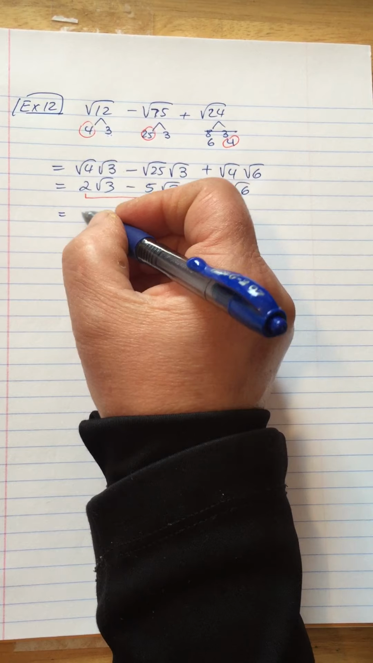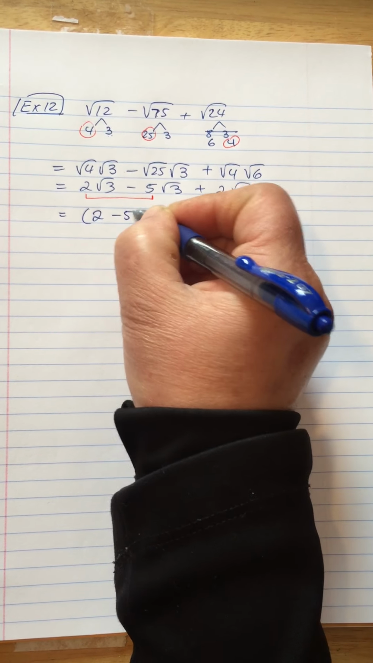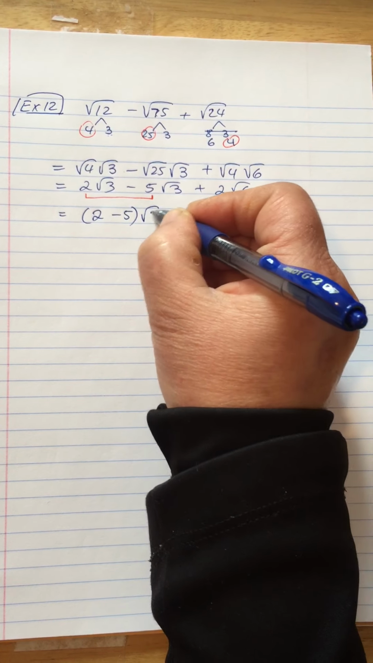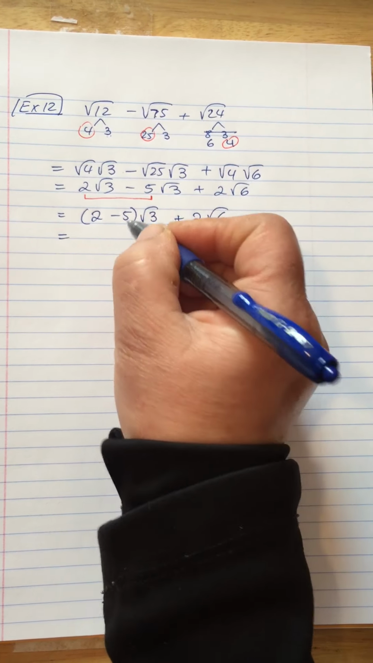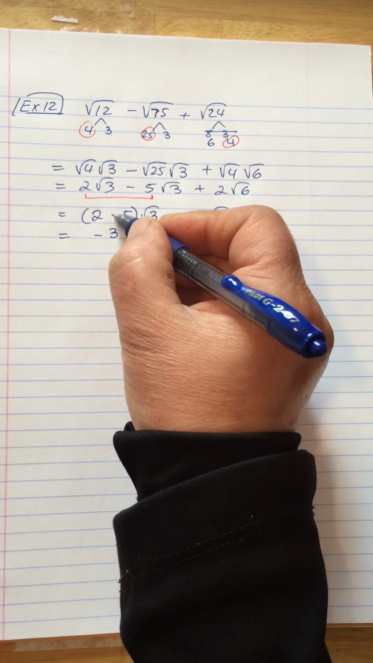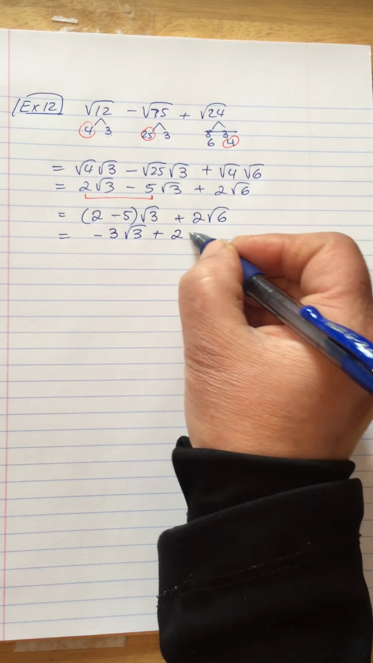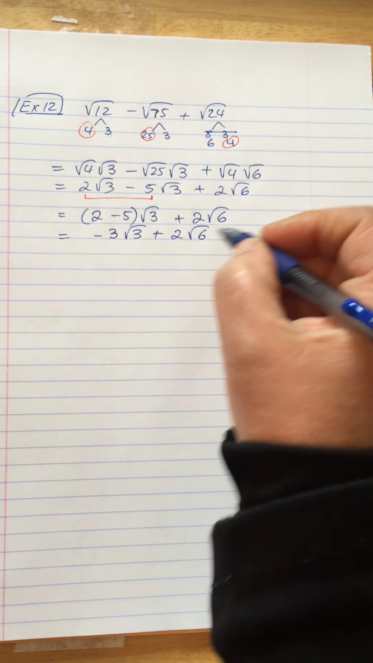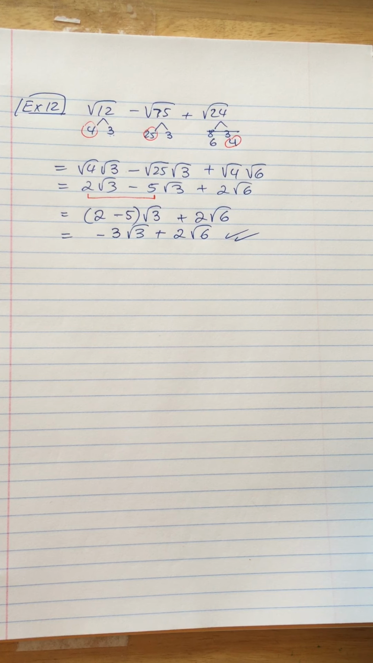What I have, let me go a little bit slowly here. So 2 minus 5, the common factor is the radical, plus 2 square root of 6. Here I have negative 3. We subtract from 5, we keep the sign of 5. Be careful. And that's it. They are not similar terms. I am done. So this was the lesson for today, how to simplify radical expressions. Thank you very much.